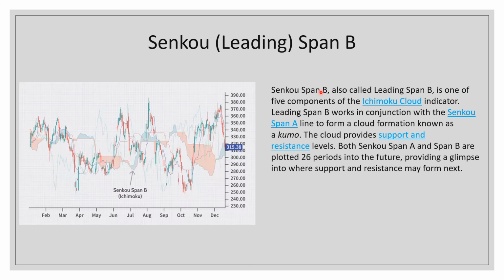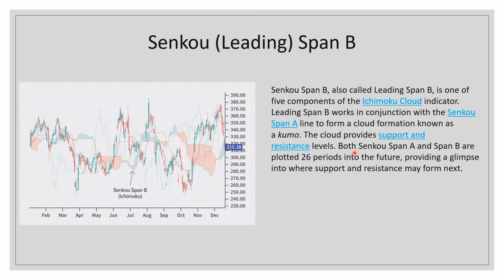This is part of the Ichimoku cloud indicator. The leading span B works in conjunction with the Senkou span A line to form the cloud known as the Kumo. The cloud made up by Senkou span A and Senkou span B is called the Kumo cloud. The thicker the cloud, the greater the support and resistance. We will cover the practical uses in the second part of the video. In this video, we will cover only the components of the Ichimoku system.